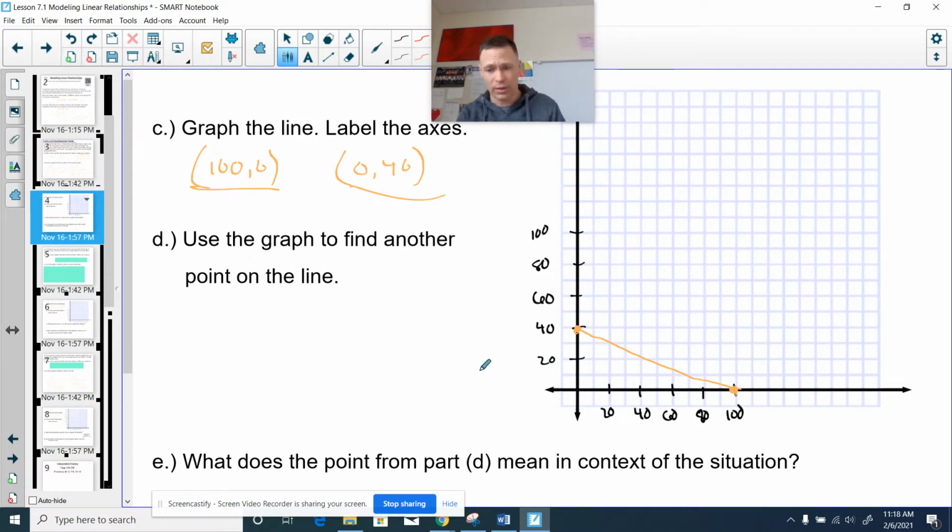So find another point on the graph. To me, it looks like 40, 20 is on the graph. Now, here's the deal. When you're drawing this out by hand, you might be off by a little bit. That's okay. It should be clear to any of us whether that point is on the line or not, depending on the line you drew. Try hard to make a good line. And so for me, it looks like the point 40, 20 is on that line.